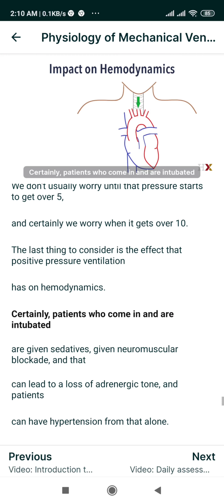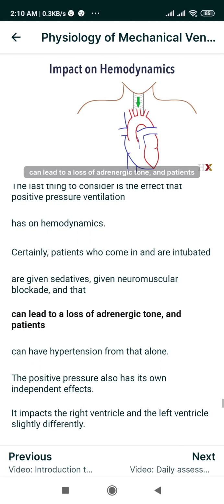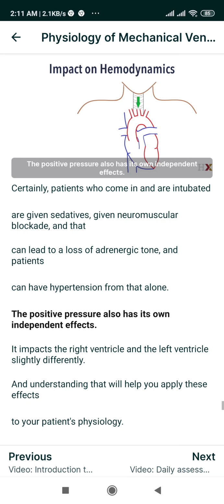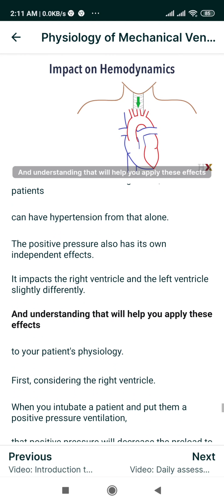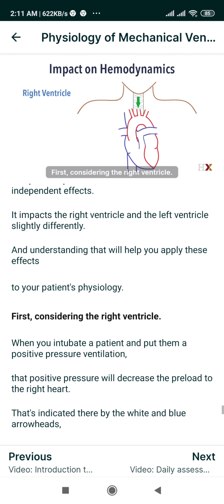The last thing to consider is the effect that positive pressure ventilation has on hemodynamics. Certainly, patients who come in and are intubated are given sedatives, given neuromuscular blockade, and that can lead to a loss of adrenergic tone, and patients can have hypotension from that alone. The positive pressure also has its own independent effects. It impacts the right ventricle and the left ventricle slightly differently, and understanding that will help you apply these effects to your patient's physiology.